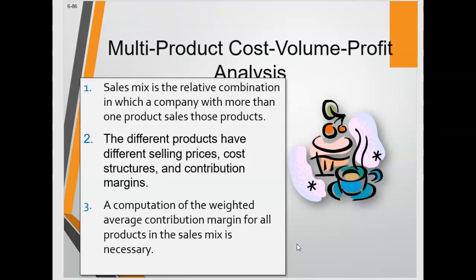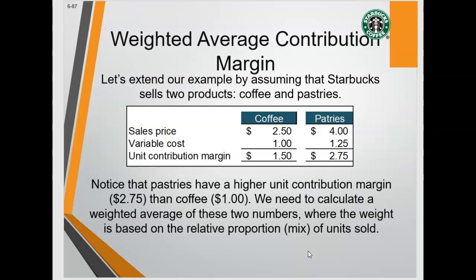We're still going to use some simplifying assumptions. We're going to assume that the sales mix is a relatively constant sales mix going forward, and then as you guys get further along in your managerial accounting or finance, you can start to adjust your mix of these products. So let's look at this example for Starbucks.